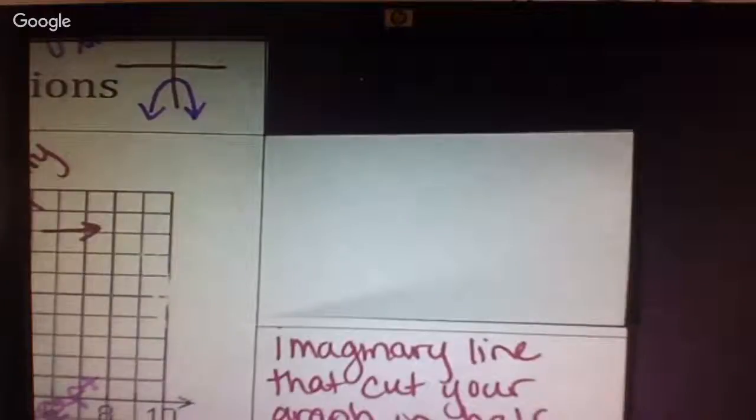Okay. So, on the other hand, if my domain is all of my x values, my range is all values of y.